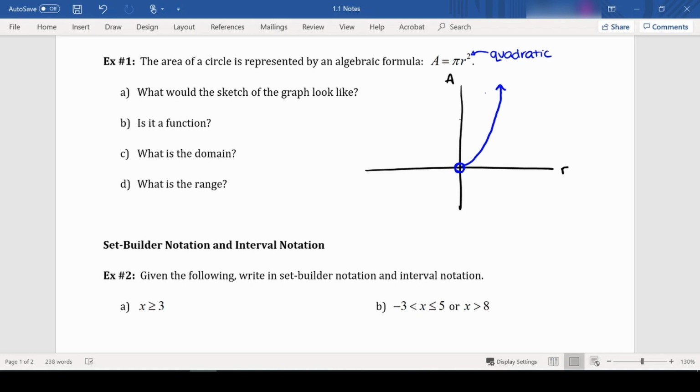Okay? The question is, is this a function? Yes, it is. This is a function because for every r value, we only have one corresponding area that makes sense here. And if we drew vertical lines, each vertical line would only pass through our graph once. So yes, each r value has only one corresponding area or A value. Okay, the graph looks like a half parabola.